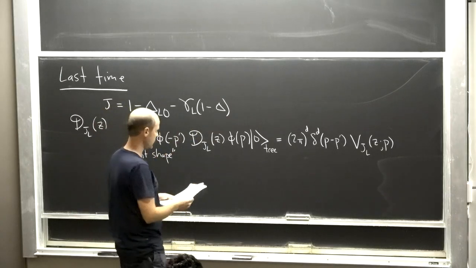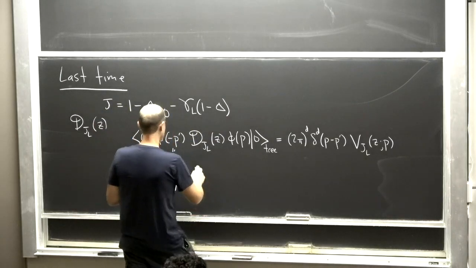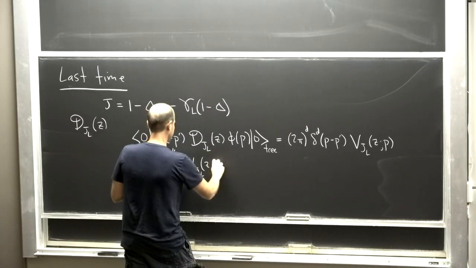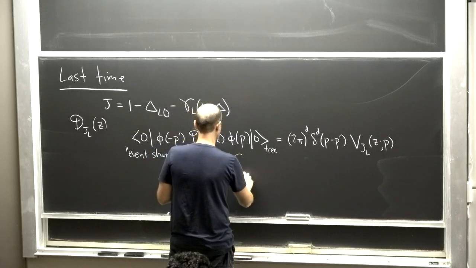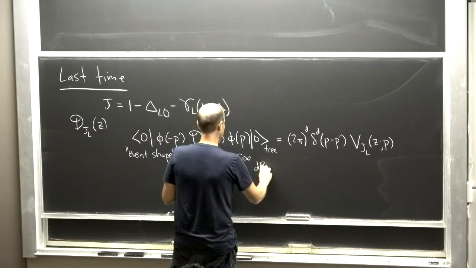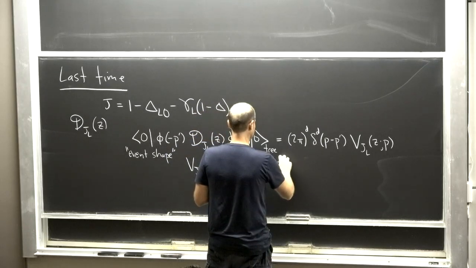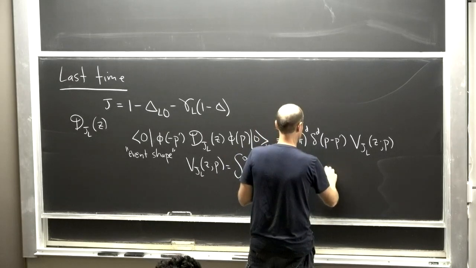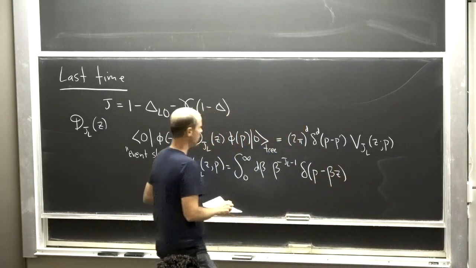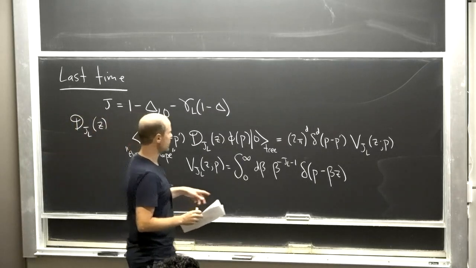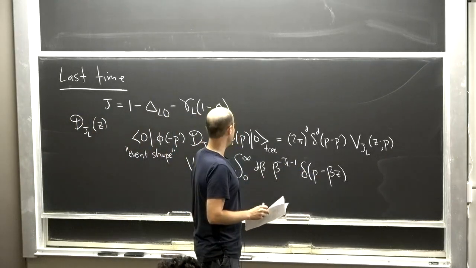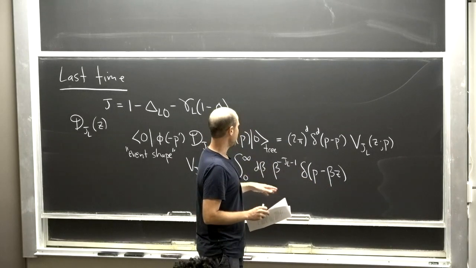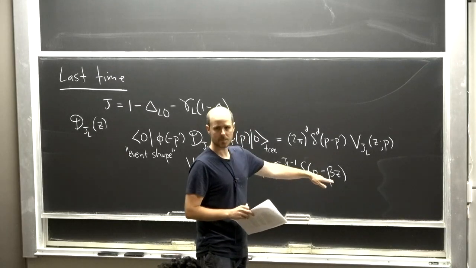Either way, you're going to get to the same correct answer, and that answer is that v sub j of z and p is the following: integral from 0 to infinity d beta to the minus jl minus 1, and then a delta function that fixes p to be in the z direction. The interpretation of this is just that beta is kind of like the energy, and this is giving you a delta function of p and weighting the energy in a particular way.